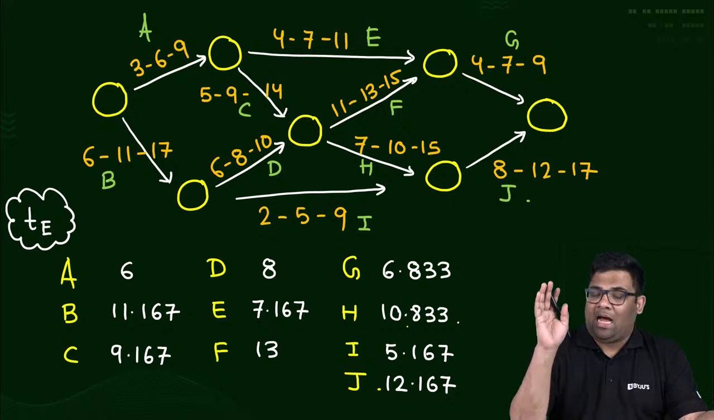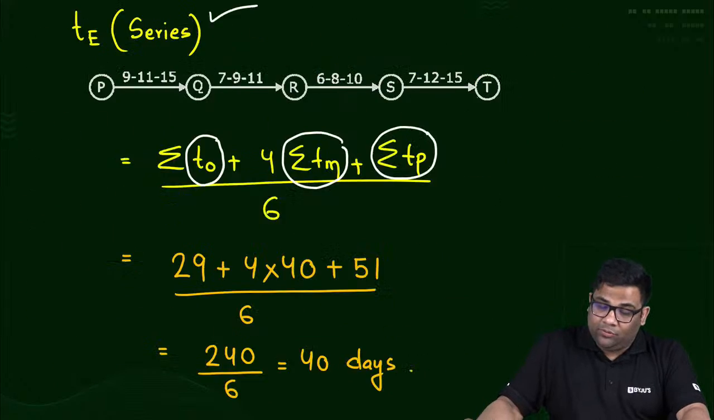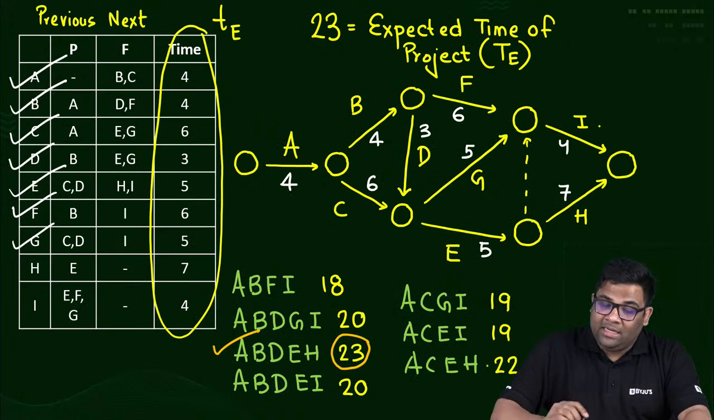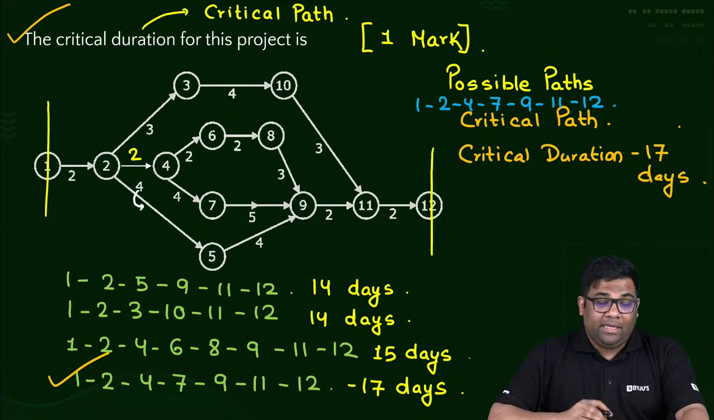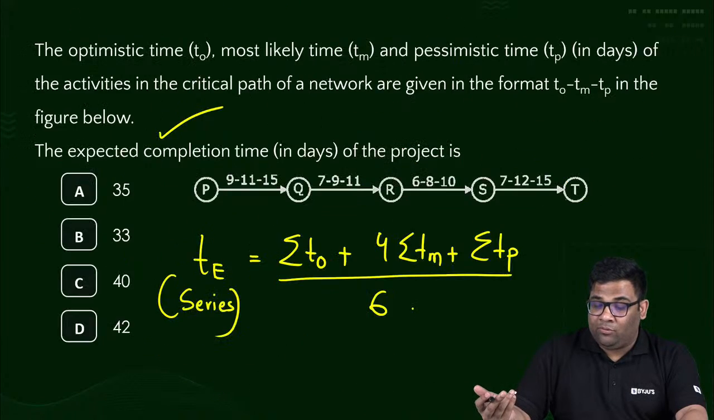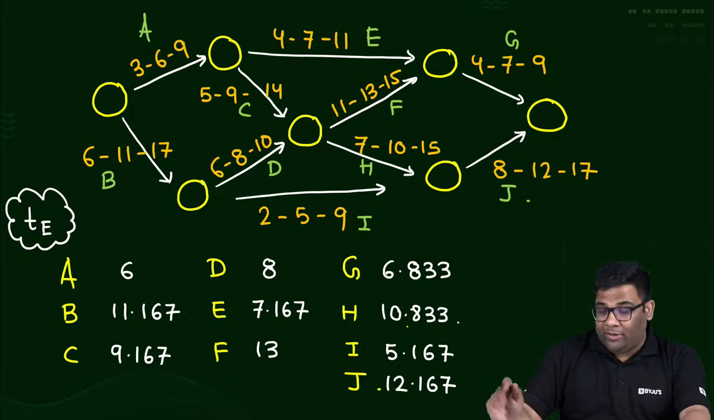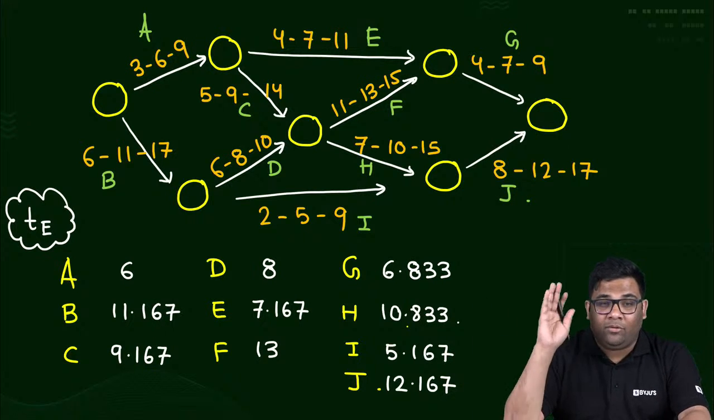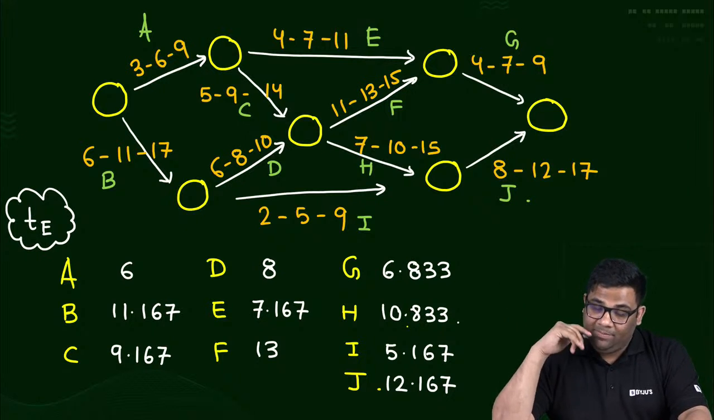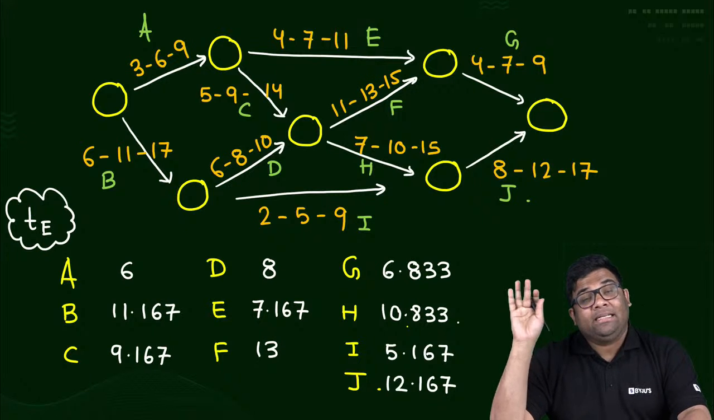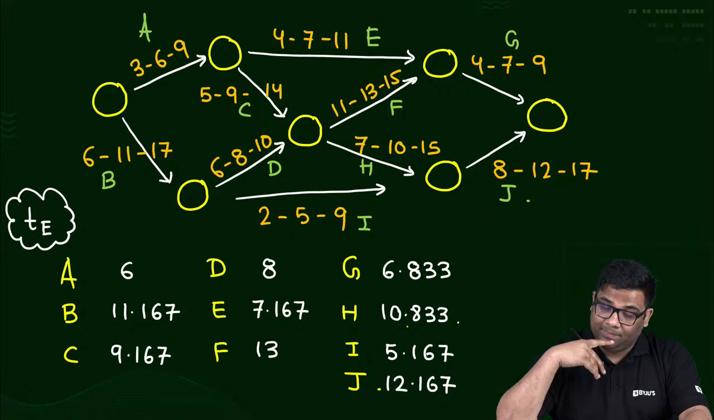See, they give it in two ways. Either they will give you the TE of each activity. You see this question, directly the TE of each activity is given. If they give the TE of each activity, very nice. If they don't, they might give you the T naught, TM and TP of each activity, from where you can find out the TE. Very good, Rai Mohan Parida. Now tell me the critical path and the critical duration. That will become the expected time of the project, right? Now tell me the critical path.